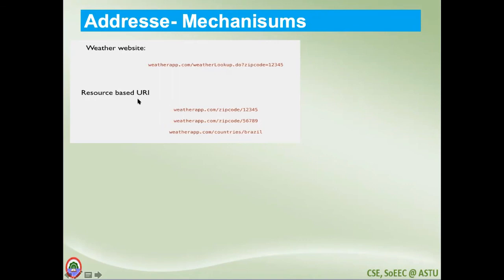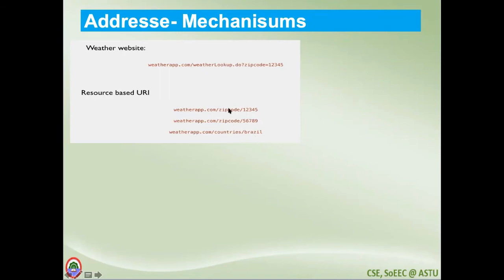In the same way, in RESTful web services, the parameters can be specified. Say you want to get the weather information for the zip code 12345. So 12345 is nothing but a zip code. For a specific zip code, we want to get the weather information. So 12345 is nothing but a parameter. And here also it's the same thing. You want to get the weather information of Brazil.